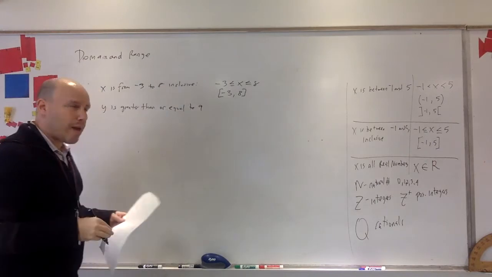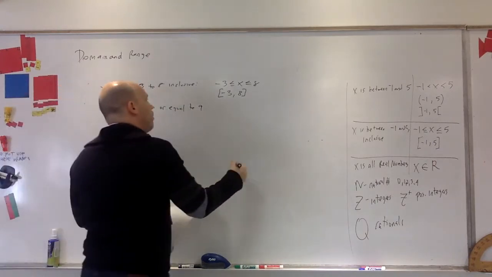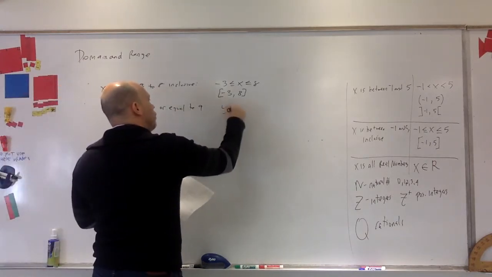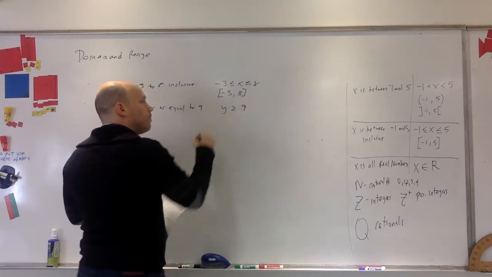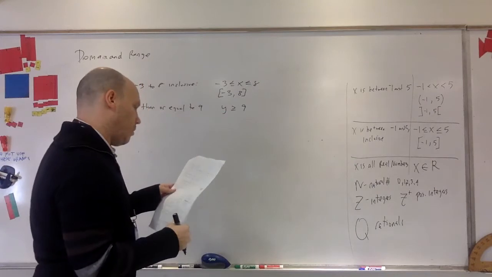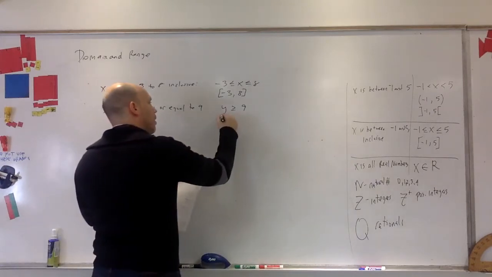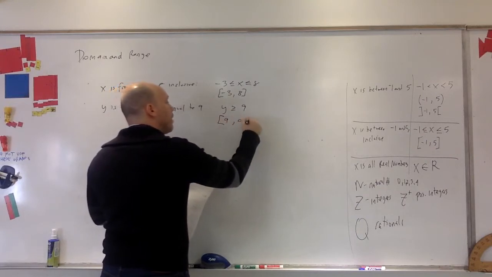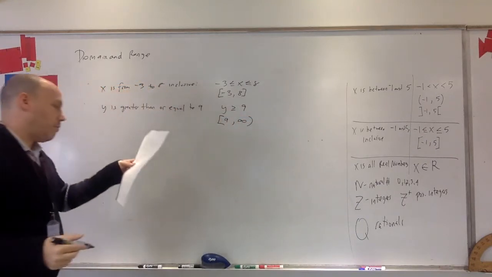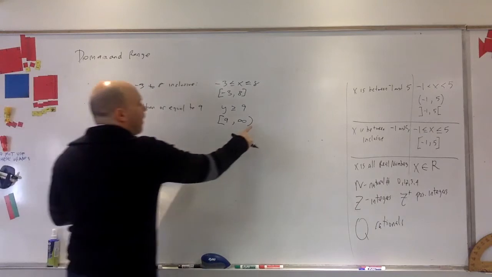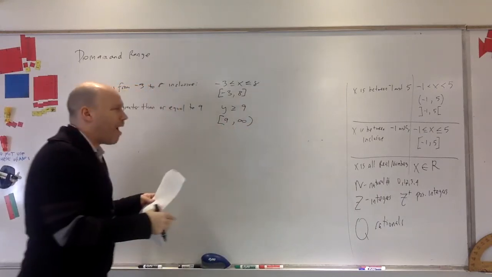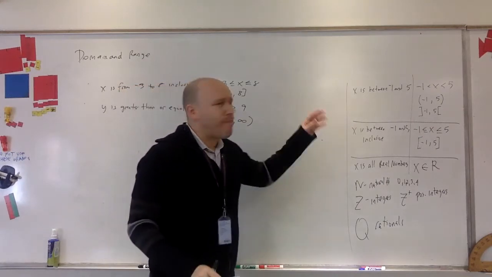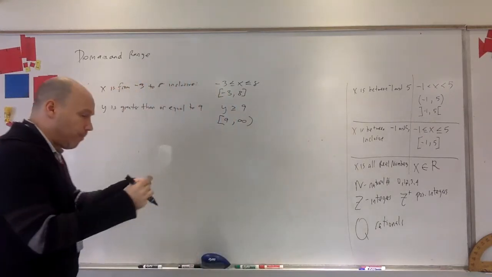Pause the video, take a second. Okay, well, we know that y is greater than or equal to 9, or [9, infinity), because 9 is included. I'm not a big fan of the backward bracket. Included, excluded. Henceforth, I'm not using the backward bracket anymore.